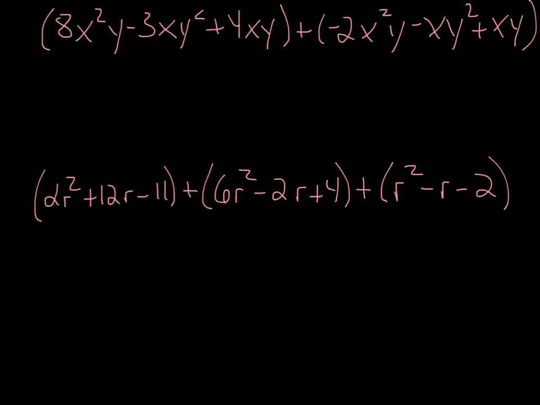So I just got two more examples to do. We're still adding polynomials. Here's our first polynomial. We're adding it to our second polynomial. And again, we're just identifying like terms and combining them because we are adding. So 8x squared y plus a negative 2x squared y is 6x squared y.